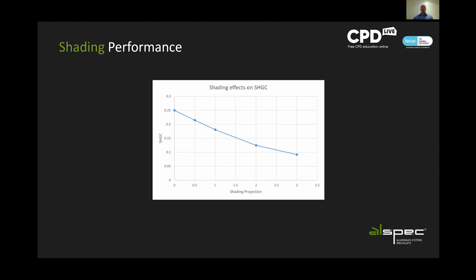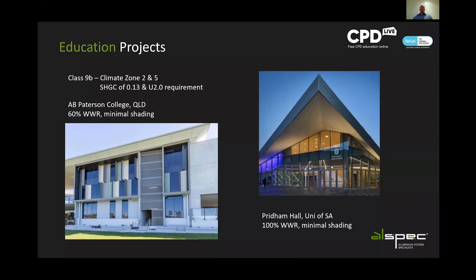So the shading is not going to completely get rid of your solar heat gain requirements, but it can really help. So good shading is going to be vitally important moving forward. I'm just going to take you through some projects and just have a look at how buildings might change. And look, I'm sure you're all experienced architects and designers.